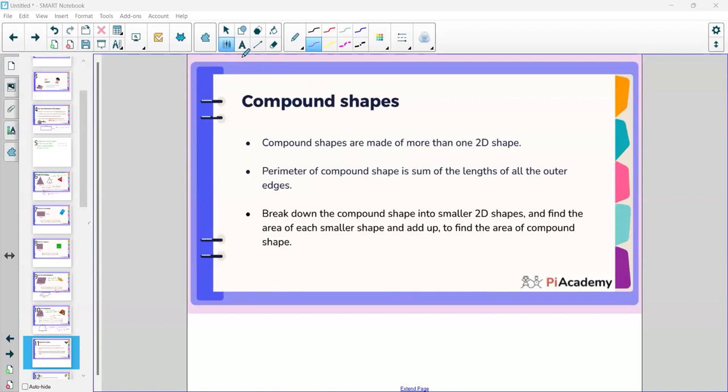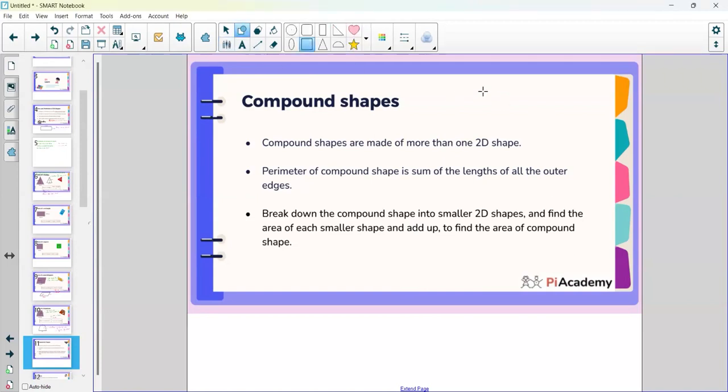Now the other 2D shape can also be, let's say, two rectangles of different dimensions, or two squares, or a rectangle and a square, or a square and a trapezium, or any sort of combination of more than one 2D shape. Okay. So these are all compound shapes.